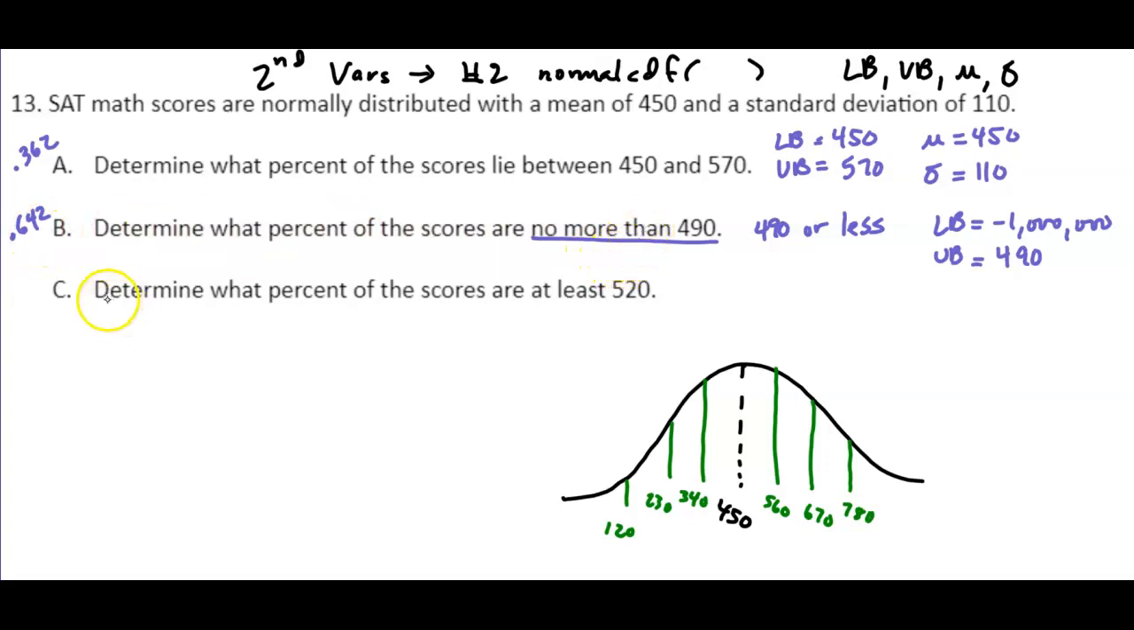And then the last one, we want to determine what percent of the scores are at least 520. At least 520 means 520 or higher. That means now 520 is our lower bound. So our lower bound here is 520. Our upper bound is, now we want it to be higher, which we're just going to say is a million. Putting those into the calculator using the same steps, you get 0.262.